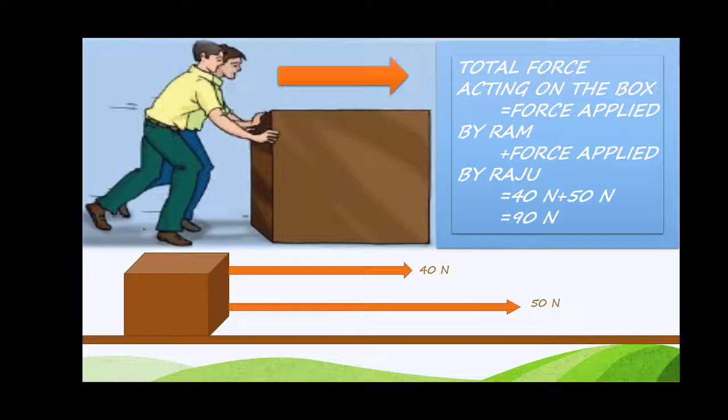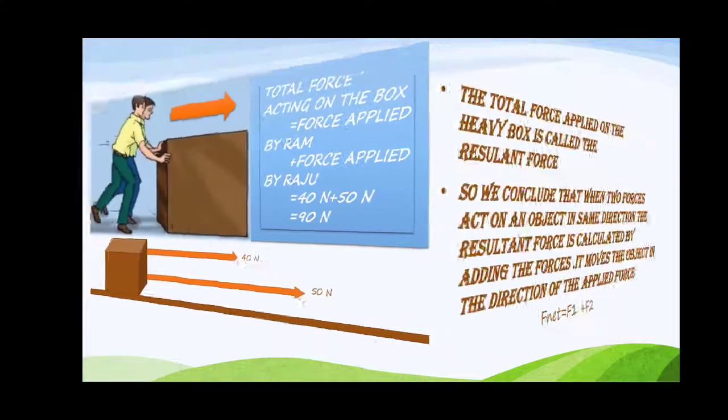And then you see this situation in which 2 boys named Ram and Raju both are applying force to push that box. Ram is applying a force of 40 Newton and Raju is applying a force of 50 Newton. Since both of them are applying force in the same direction, what is the net resultant force? As I said, net resultant force can be calculated as the sum of all the forces acting on it. So here we'll calculate the net resultant force, or total force acting on the box, as 40 Newton plus 50 Newton, which is equal to totally 90 Newton.